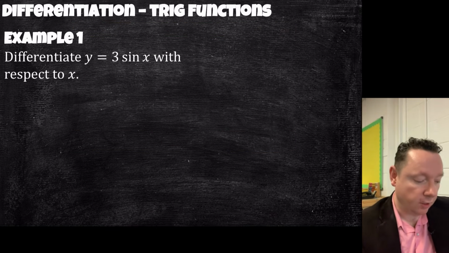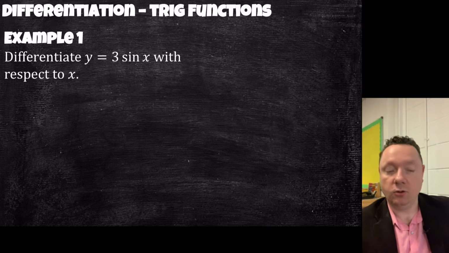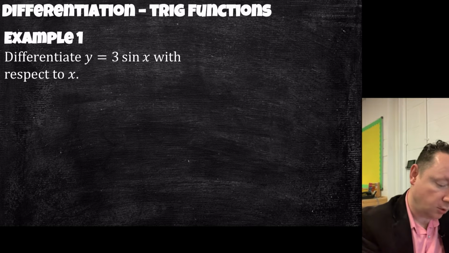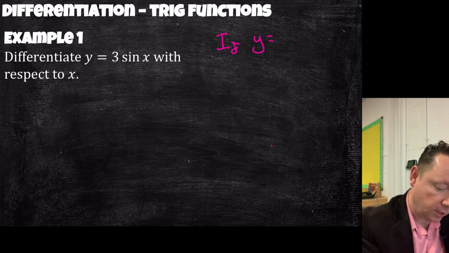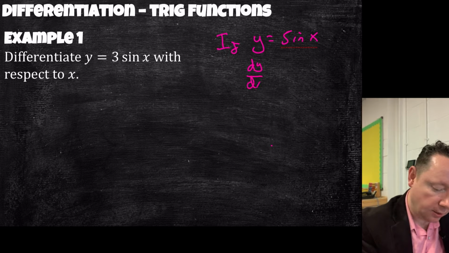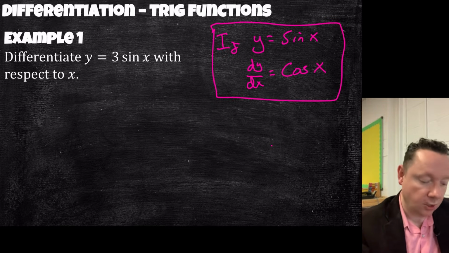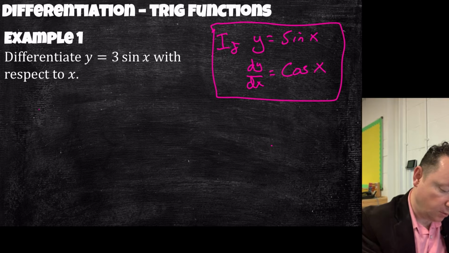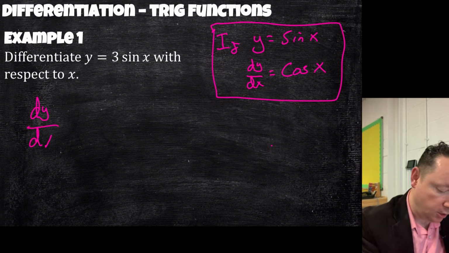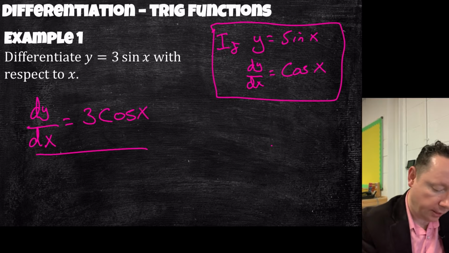Differentiating trig functions, example 1: differentiate y equals 3 sine x with respect to x. If y equals sine x, then dy by dx is cos x, and that's just from the start of the exam paper. So that's just a little note for myself. Now it says differentiate y equals 3 sine x. That means that dy by dx for this question is just 3 cos x, and we're done there.